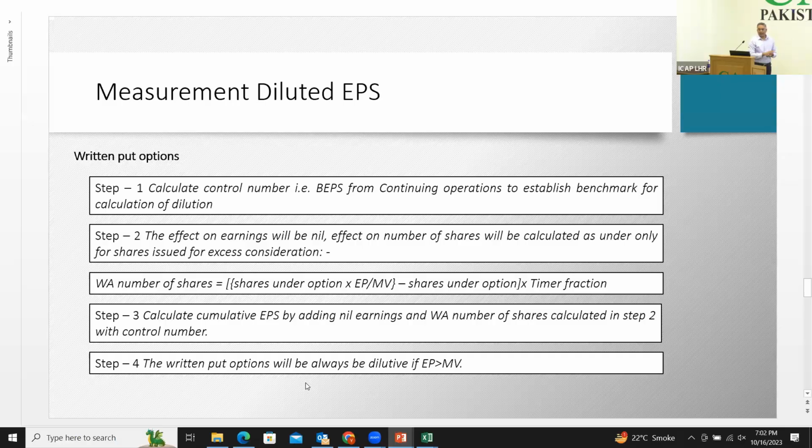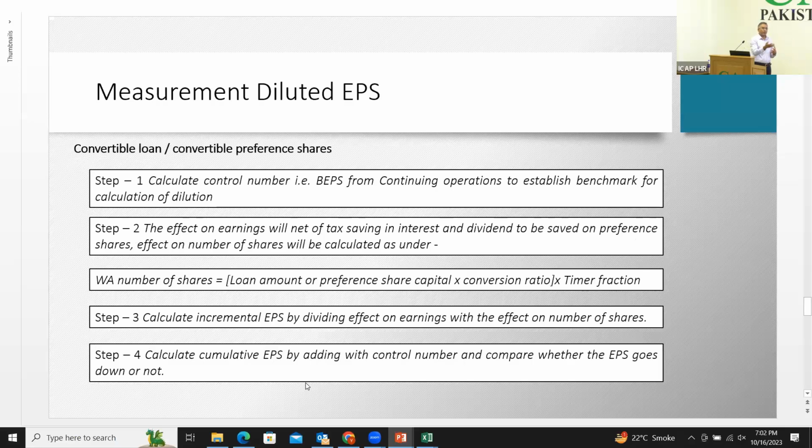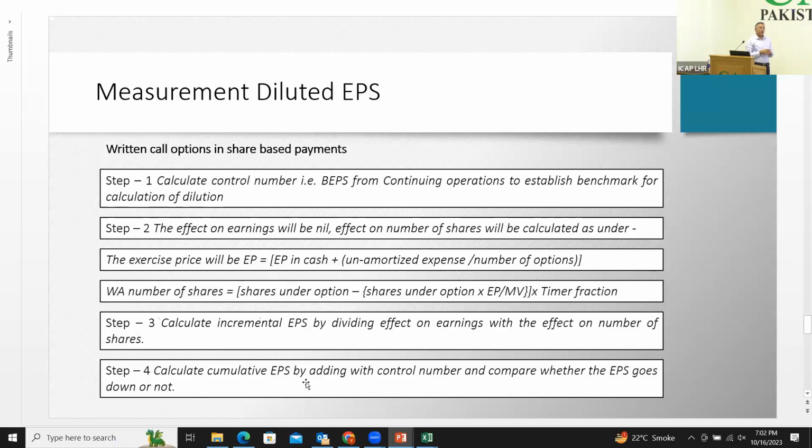And then in case of convertible loans or preference shares, they have effect on earning as well as on number of shares. So in case of share-based payments, they are also like written call options because you give the other party the right to buy your shares. But in case of share-based payment, the employee has to render services in the future as well.